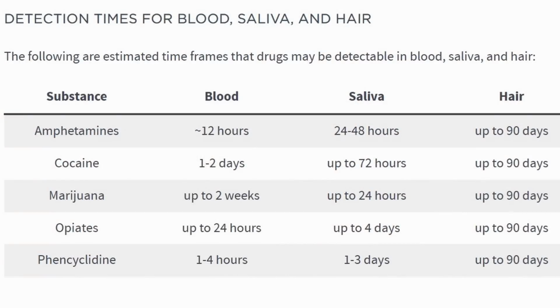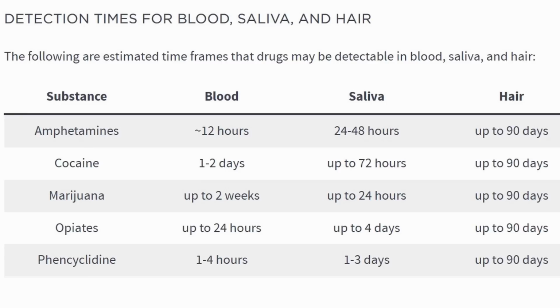So that's amphetamines. Cocaine, 1 to 2 days for blood, up to 72 hours for saliva, and again 90 days for hair. Marijuana, again, because of how it's metabolized, these numbers are a little bit more accurate than the urinalysis numbers, in my opinion. But again, with blood up to 2 weeks, I think that one's actually a little long. Saliva up to 24 hours, yes, that is correct. And hair certainly up to 90 days is correct.